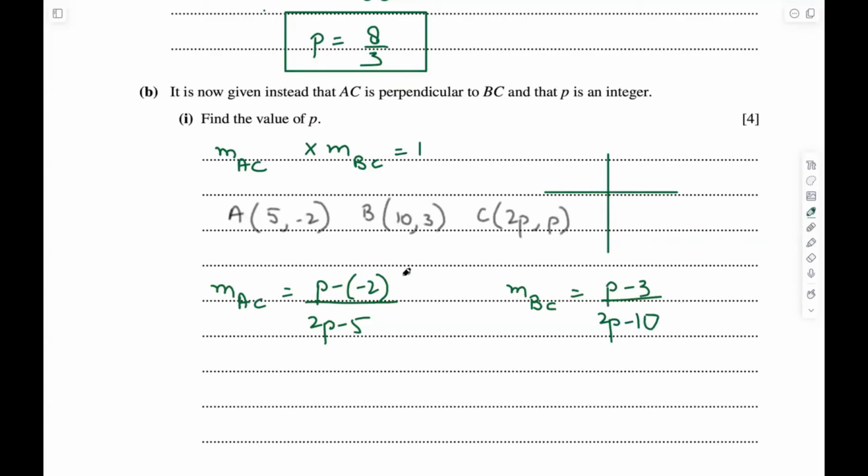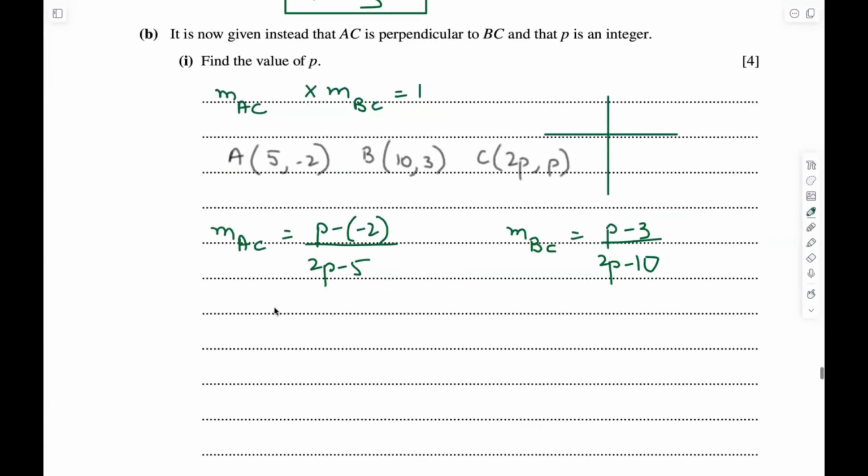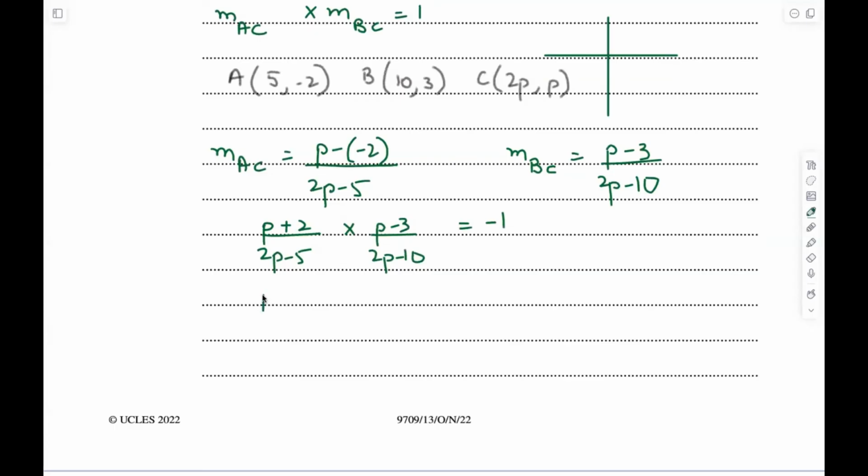Now, as the lines are perpendicular to each other, we'll multiply the gradients and put them equal to minus 1. So this will be p plus 2 upon 2p minus 5, multiplying it by p minus 3 upon 2p minus 10, and writing it equal to minus 1. So we can first take the denominator on the right hand side and multiply it by minus 1. So p plus 2 into p minus 3 will be equal to 2p minus 5 into 2p minus 10, and this will multiply by minus 1.